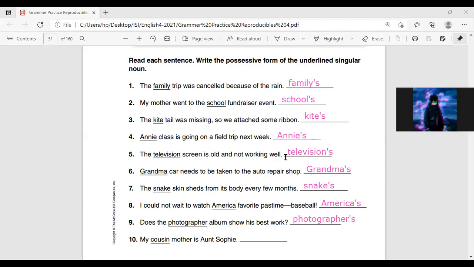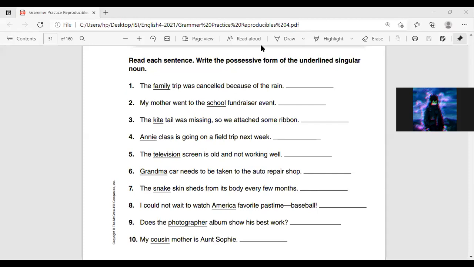Last one, Amir, number 10. My cousin's mother is Aunt Sophie. What do we add to cousin? Apostrophe then S. Bravo. My cousin's mother is Aunt Sophie. Bravo, guys. So when we want to form the possessive of singular nouns, we have to add apostrophe, then S. Great.